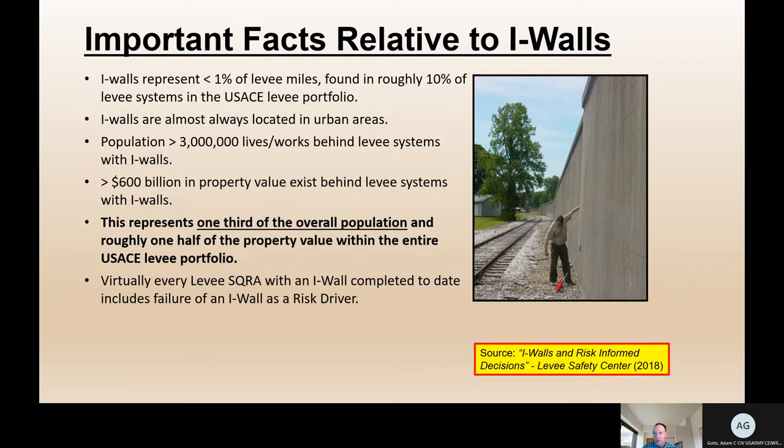in the federal inventory, about 3 million people live and work behind levee systems with I-walls, and there's about $600 billion in property value behind those same I-walls. So that's about a third of the overall population, about half of the property value. So I-walls are important. And the fact that they're bad actors is the reason why we give them so much attention. And the final point is that virtually every semi-quantitative risk assessment that's been done to date for levee systems has included the failure of an I-wall as a risk driver.